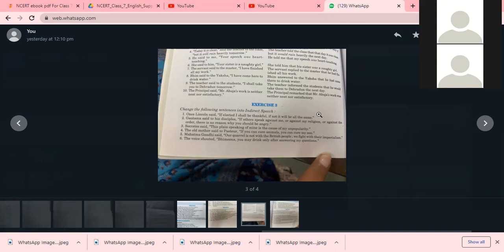Okay, fine. So the first sentence is, once Lincoln said, if elected, I shall be thankful. If not, it will all be the same. Change it now. Take your time. Once Lincoln said that, if elected, I shall be thankful. If elected? Would. How it will be if he had been elected? Because it is simple past will change into past perfect. So here it is not if he had elected, it will be if he had been elected.